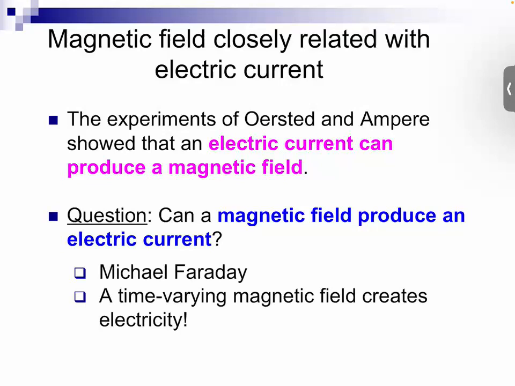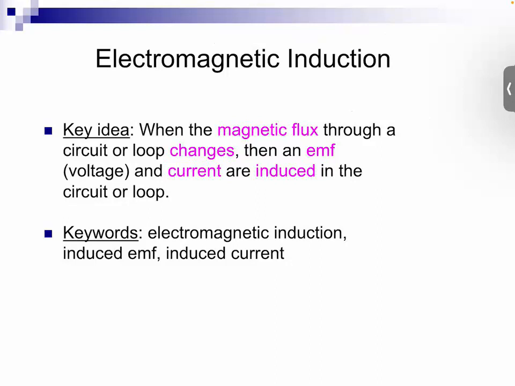Right, and this was discovered by Michael Faraday, and the concept of production of current by a magnetic field is what we call electromagnetic induction. So from the words, you can see that electricity is induced by a magnetic field. Electromagnetic induction essentially is what we just observed, that a magnetic field creates a current.